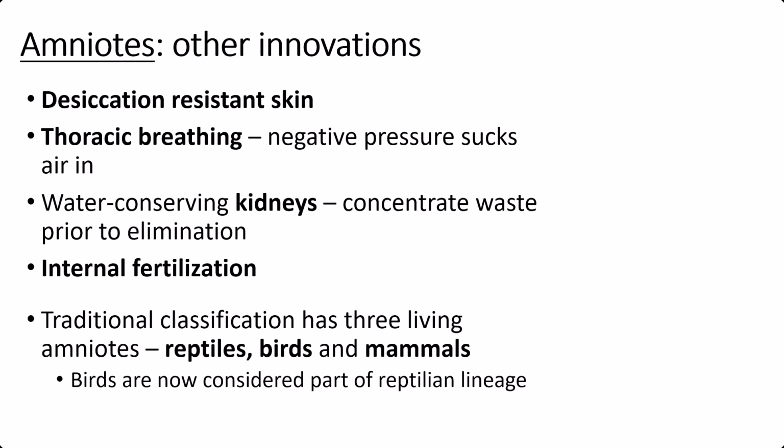Other important innovations of amniotes: they have skin that resists drying out, so desiccation-resistant skin. They do thoracic breathing, so we breathe by increasing the size of our thoracic cavity, and then that draws air in rather than having to open our mouth and push the air in like the amphibians did. We have specialized organs like kidneys for conserving water. We do internal fertilization, and this includes reptiles, which now includes birds, and mammals.